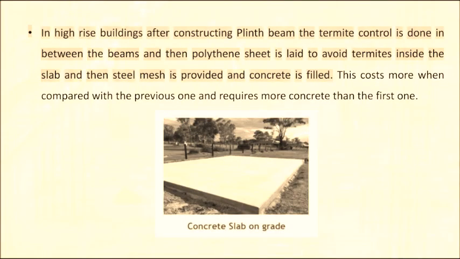In high-rise buildings, after constructing the plinth beam, termite control is done in between the beams and then a polythene sheet is laid to avoid termites inside the slab, and then steel mesh is provided and concrete is filled. This costs more when compared with the previous one and requires more concrete than the first one.